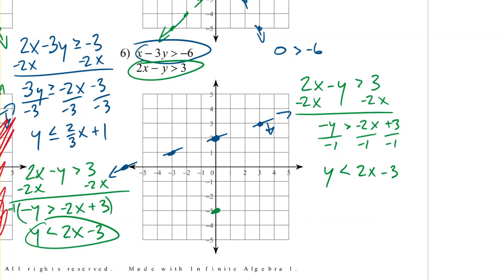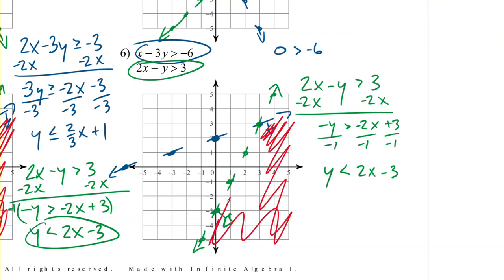Y-intercept is -3. Slope is 2. Don't have the equal sign, dashed line. We're eating the rest of the equation, so we're shading the bottom. So what's below both of those lines? This section over here.